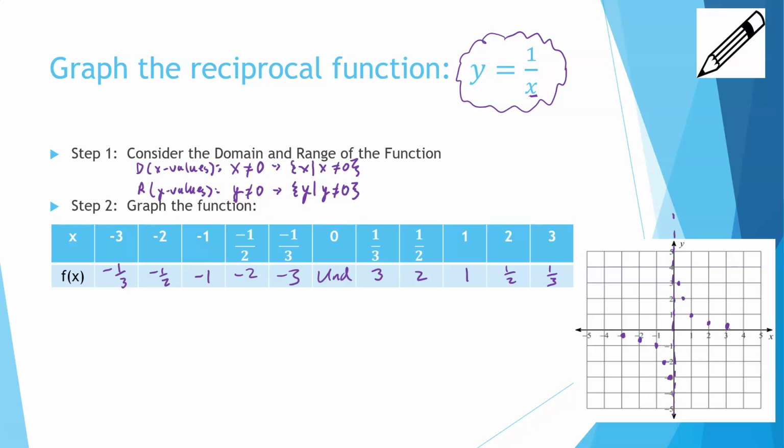Okay, because this line is a dotted line that it never touches, it actually creates these two separate pieces for the graph 1 over x. Okay, so this is actually what the graph looks like. But remember, it can never touch y equals 0 either. So there's actually going to be a dotted line there as well.